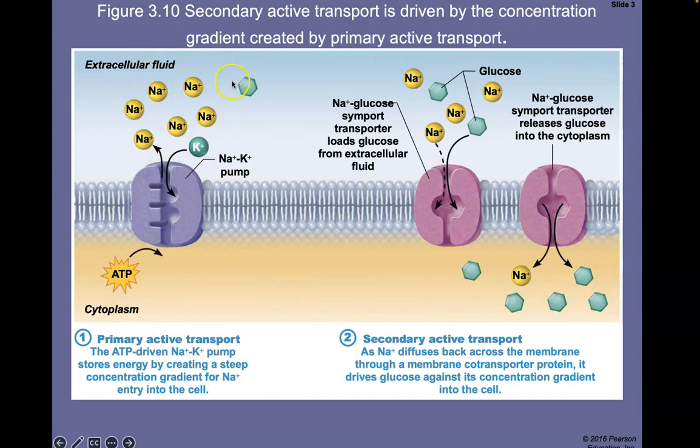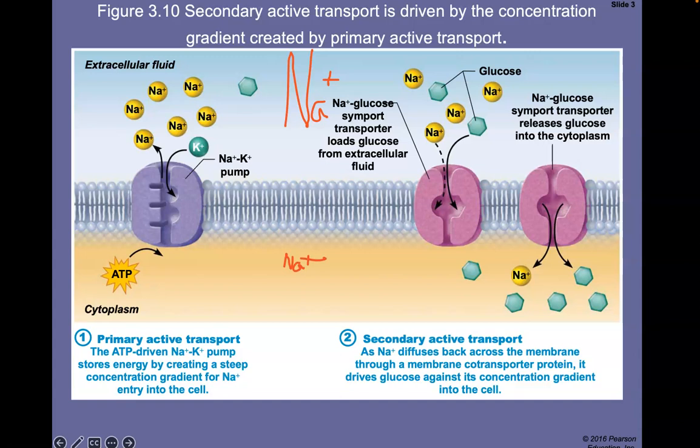So remember that sodium now wants to move down its concentration gradient. Again, I'm going to draw this where, because we've pumped 3 sodium out every time we use this sodium potassium pump, we have a lot of sodium on the outside of the cell, okay? And not a lot of sodium inside the cell because we've been pumping it out, right? So I'm going to draw a little sodium here in terms of its concentration, okay?